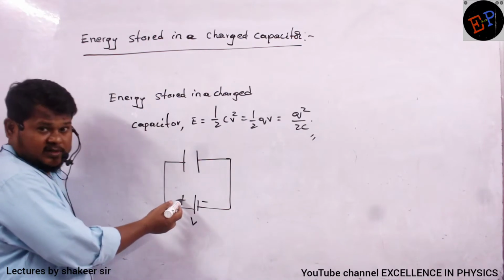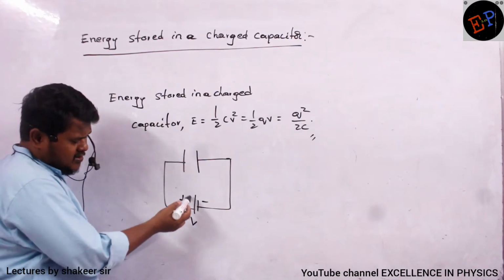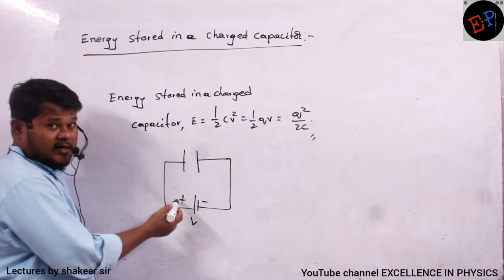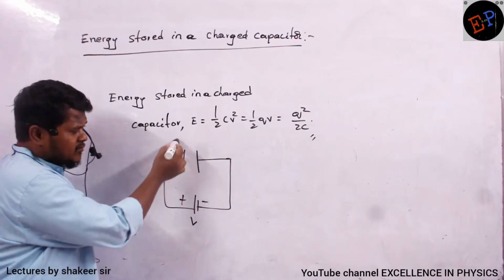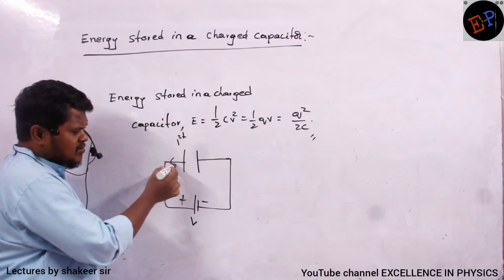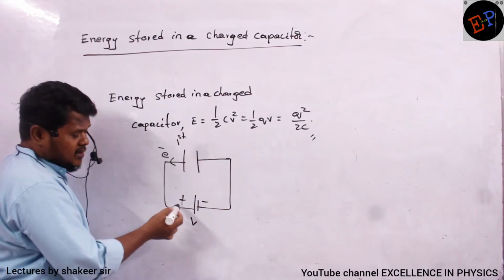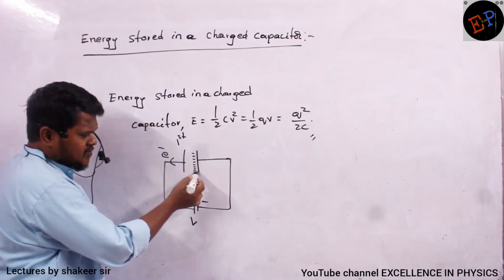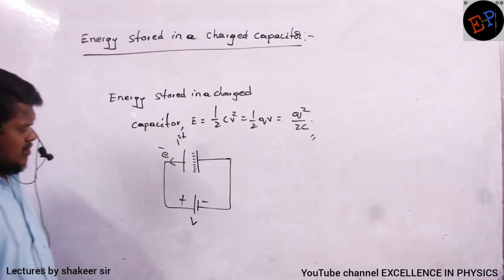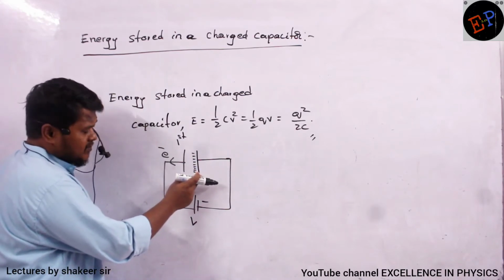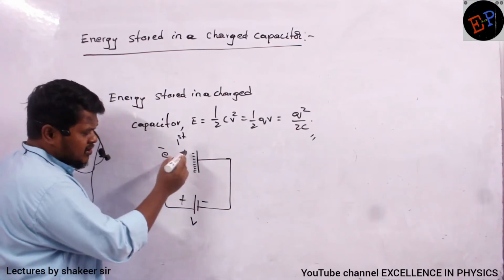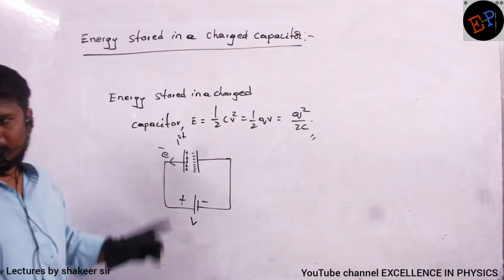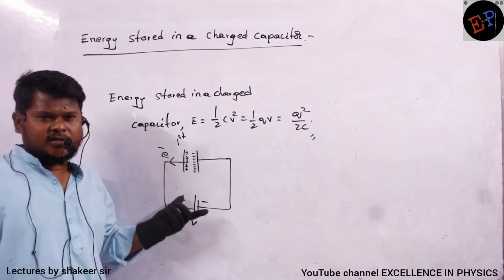Here what is the charge present? Positive charge. Positive charge means this side of the battery is at higher potential. So this higher potential end will attract the electrons on the first plate. Electrons are continuously traveling in this direction and in the process they deposit on the second plate of the capacitor. Since electrons are removed from the first plate, we will get a positive charge on the first plate and negative charge on the second plate. This is the method of charging.